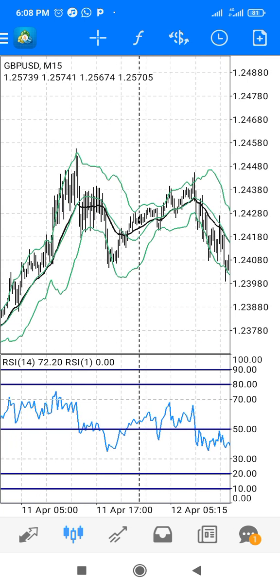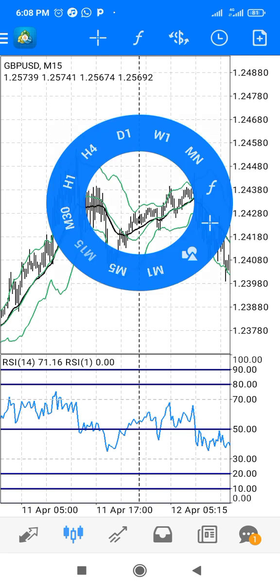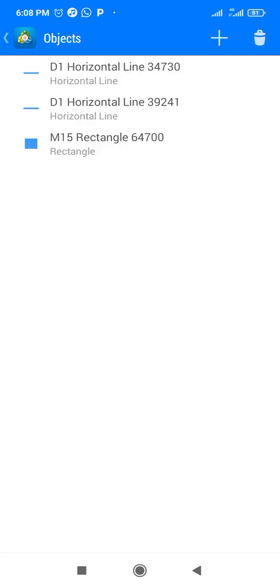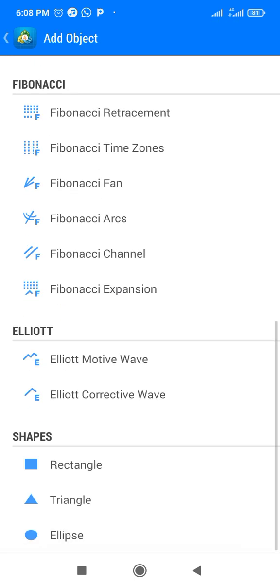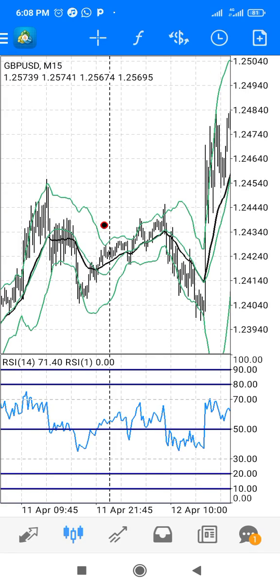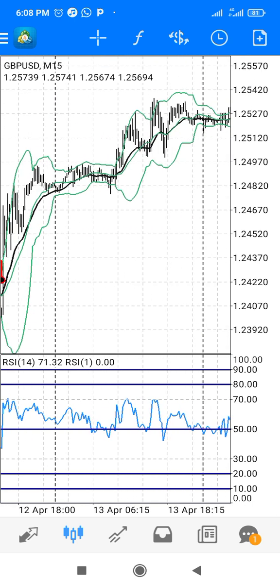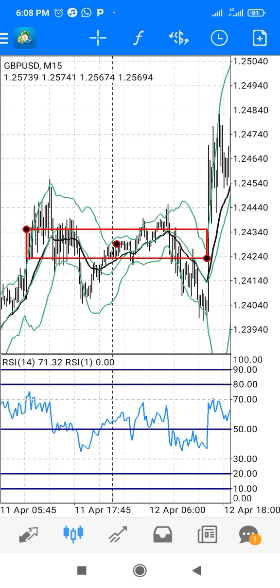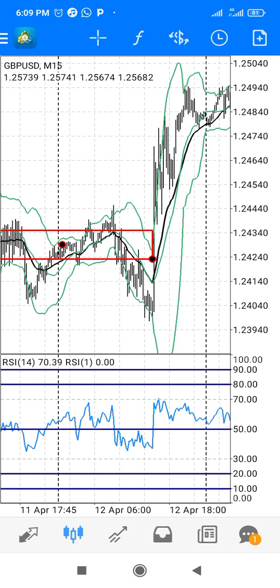You can also come again and draw your demand zone here. So let's just do that first. Rectangle. You can see, yes, you now draw. Now this is your zone using the consolidation method, which is the second method. This is the price range between 1.2424 and 1.2434.